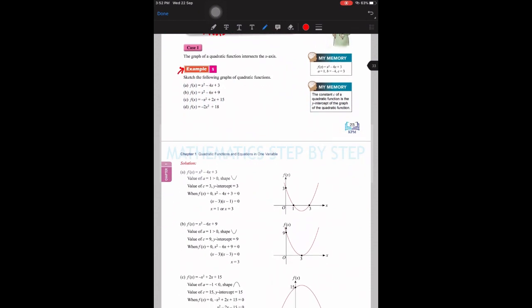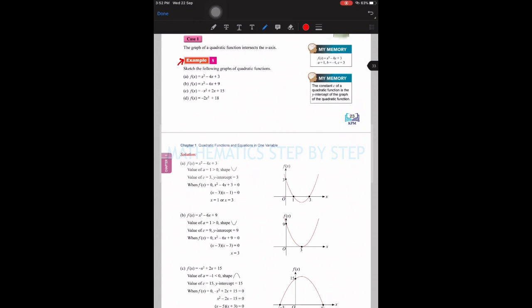Sketch the following graphs of quadratic functions. A. f(x) equals x squared minus 4x plus 3. We can see that a equals 1 in this case, so a is greater than 0, so the shape is a smiley. Then we can see that c equals 3. c is the y-intercept.